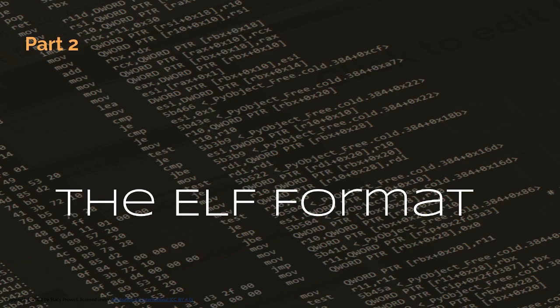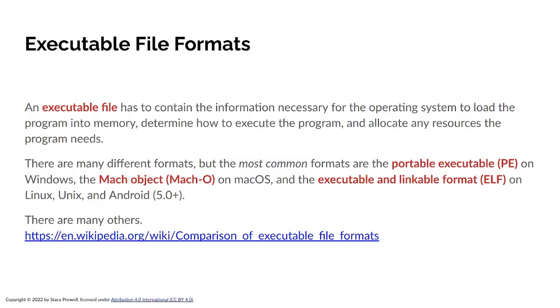Let's talk about the ELF format. So I've mentioned executable files a few times now. They contain the information necessary for the operating system to run your program. And there are many different formats. The most common are the portable executable, a PE file on Windows, the Mach-O format on Mac OS, and the ELF format on Linux, Unix, Android, some others as well. Very common, widely used format. And there are others. You go to Wikipedia and you can see them all.